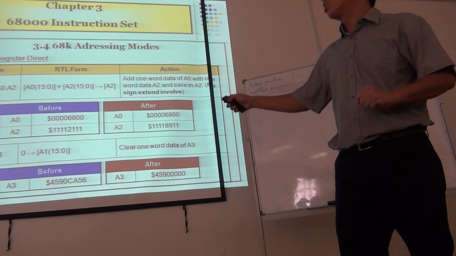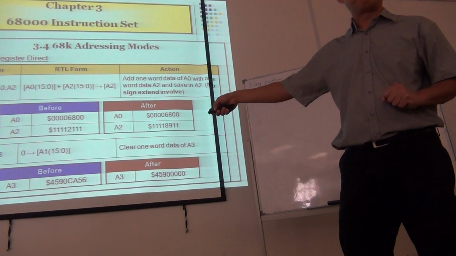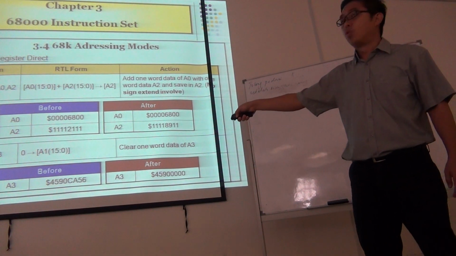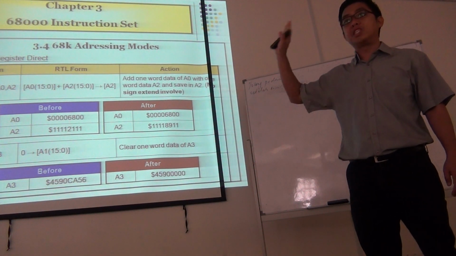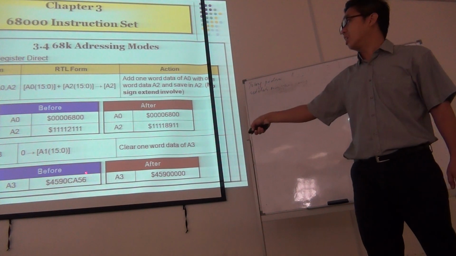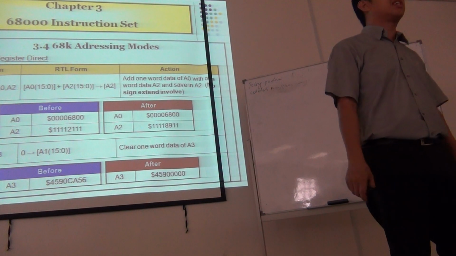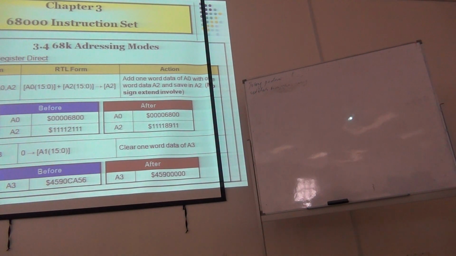Okay, next one is clear.w, very simple. Clear.w A3, words are 4 digits only, right? So just clear the last 4 digits, correct? Correct. Clear only. Okay, next.